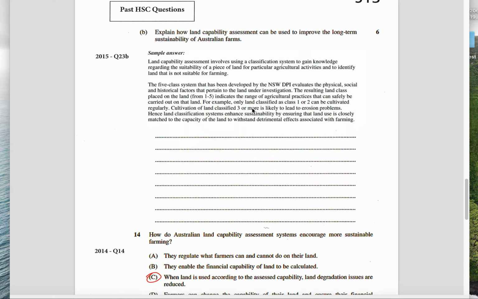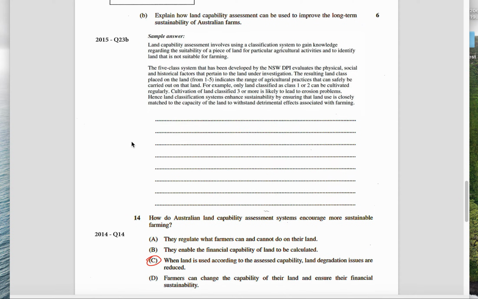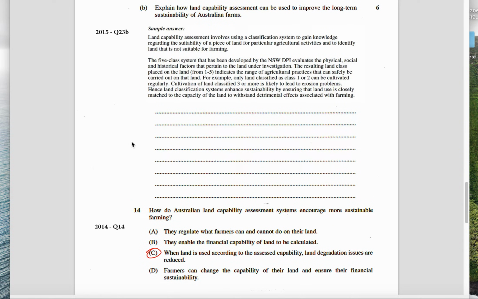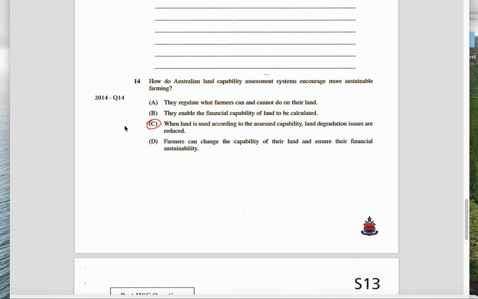The resulting land class placed on the land from 1 to 5 indicates the range of agricultural practices. Remember, we did 1 to 8. There's 2 different systems, but it's okay to talk about either. It indicates the range of agricultural practices that can be safely carried out on the land. For example, only land classified as class 1 or 2 can be cultivated regularly. Cultivation on 3 or more is likely to lead to erosion. Hence, land classification enhances sustainability by ensuring that land use is closely matched to the capacity of the land to withstand detrimental effects associated with farming. So remember that this is a kind of minimum response to get full marks, and it'd be good if you had a bit more in there too.